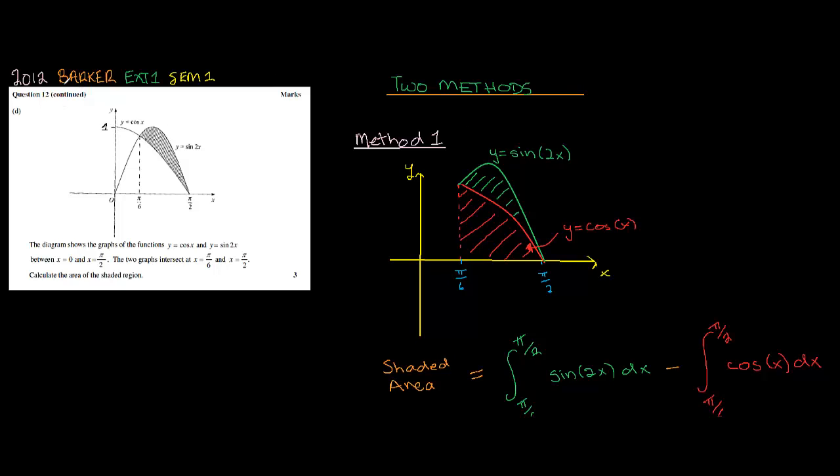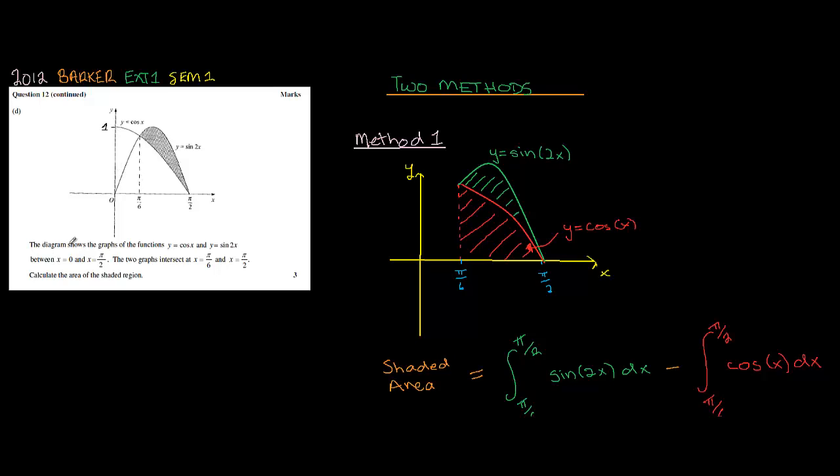This is the Barker paper. We've been doing the 2012 Extension 1 from semester 1, and it's an integration question. We've got this curve here, y equals cos of x, starting at y equals 1 and going down, and y equals sine of 2x, the one that's just on top here. We've got to find the area of the shaded region in between these two curves. So that's basically the question.